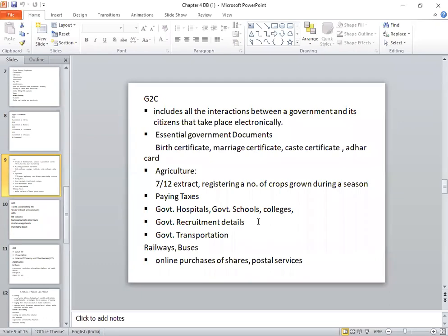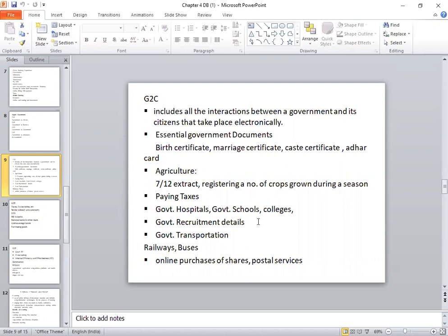Now, specifically, we have seen the application with the essential government documents. We had discussed these points in the previous session. So here, with reference to government documents, maybe you need a birth certificate, marriage certificate, caste certificate, Aadhaar card, any of the linkages today.